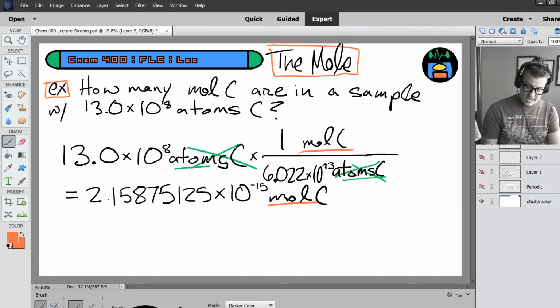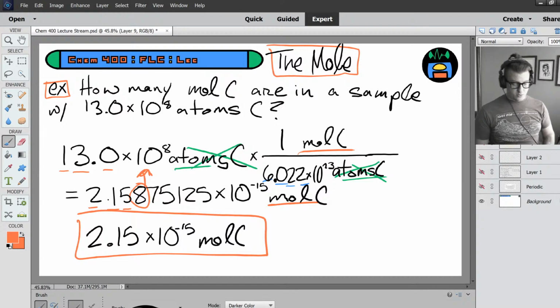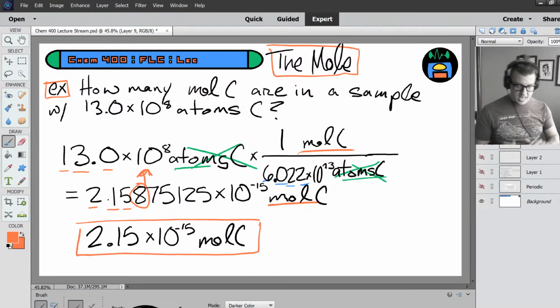Now we have to look at our sig figs. Again, Avogadro's number has 4 sig figs, but our initial measurement of atoms only has 3. So our answer can only have 1, 2, 3. Count off the first 3. 8 is a number that will round up. So our final answer, 2.15 times 10 to the negative 15 moles of carbon, has the correct value, the correct units, and the correct significant figures. All right, and so that is the solution to that example.